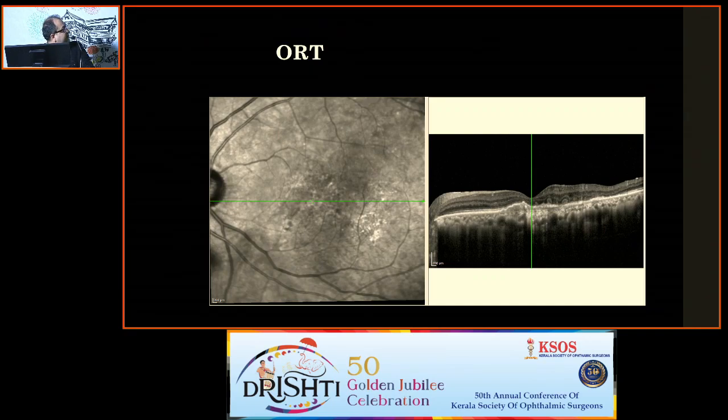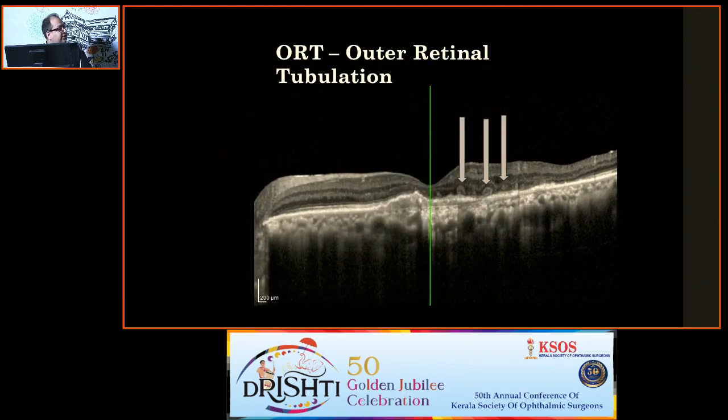it is usually associated by what is known as ORT, or the outer retinal tubulations. These are said to be an abortive effect of the residual photoreceptors, which tend to coil up upon itself, leading to a structure which is hyperreflective in the periphery, and the central core is hyperreflective.